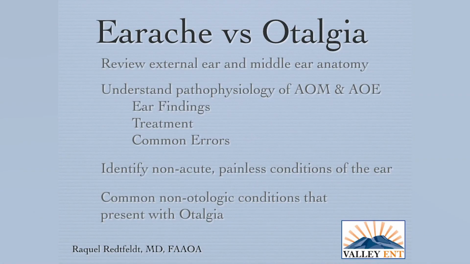We're going to review the external ear and middle ear anatomy very briefly, not to remember all the names, but to remember what the anatomy is supposed to look like and how it would be different in an infection. That will hopefully help us understand the pathophysiology of acute otitis media, which is going to be rare in adults, and otitis externa, which is a bit more common. Then we'll identify some things we're all seeing in ears that we think are painful but are not, and the common non-otologic conditions that people come in with ear pain.